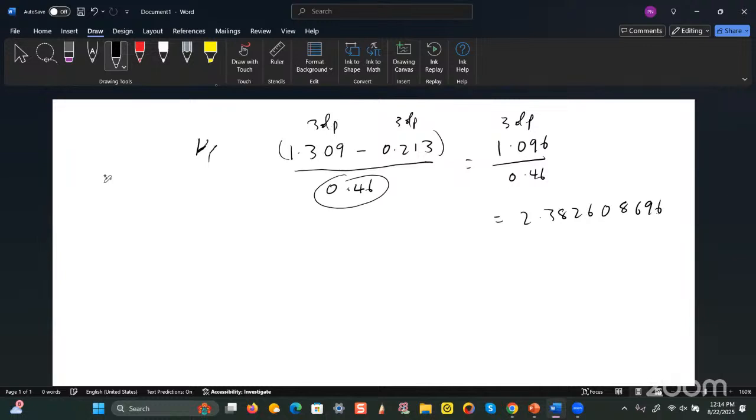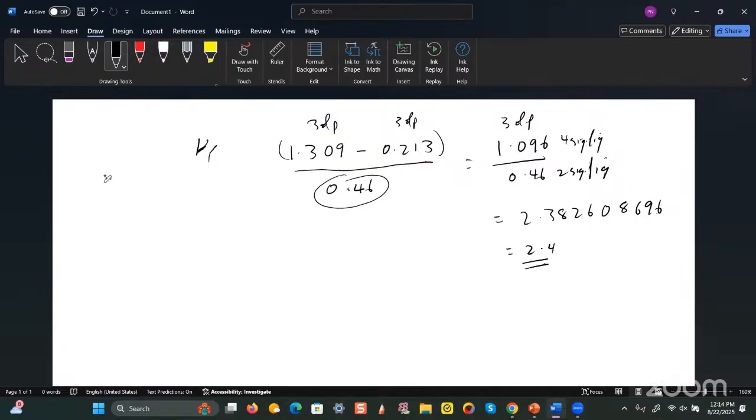2.382608696, right? But because we're dealing with a division now, remember the rule for division is that you round off your answer to the lowest number of significant figures, right? So up here, we have 4 sig figs. And down here, we have 2 sig figs. So that means that whatever we get here, we have to round off to 2 sig figs, which means that the final correct answer is going to be 2.4.